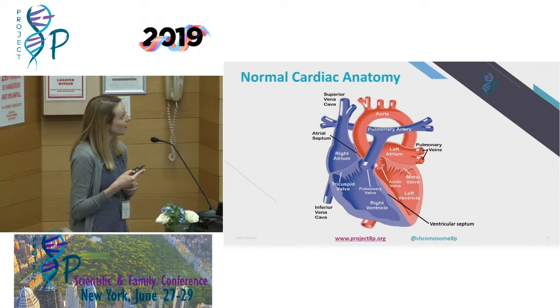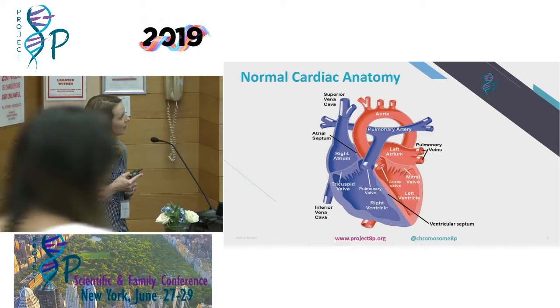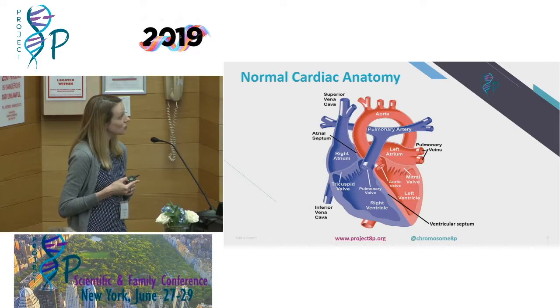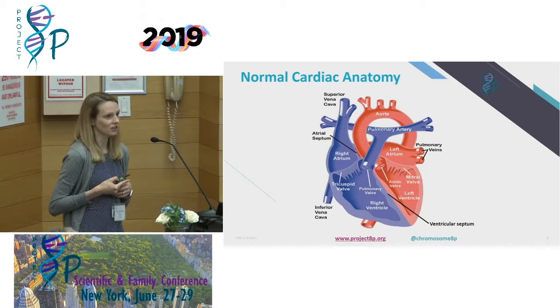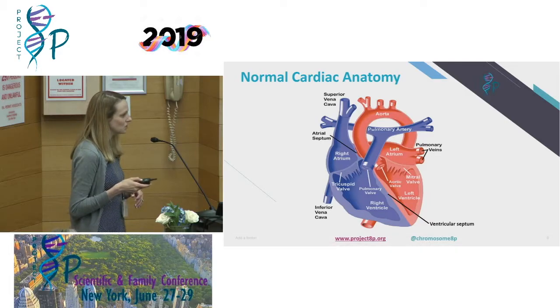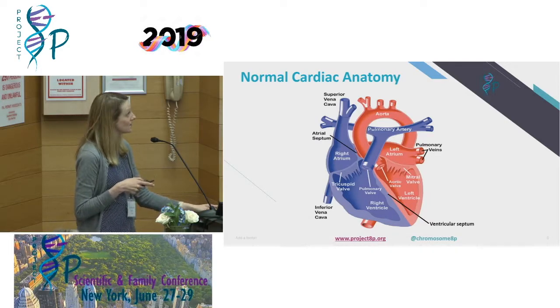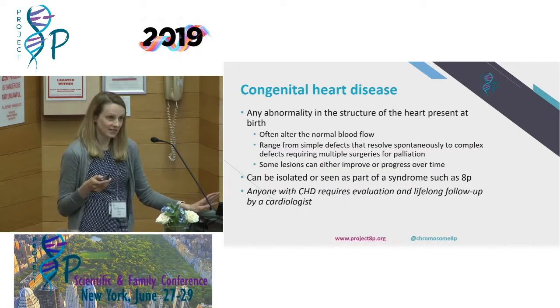And the other thing to point out is that there are walls that divide the right atrium and the left atrium, so that's called the atrial septum. And then there's another wall that divides the right ventricle and the left ventricle, and that's called the ventricular septum. And these are going to be important as we talk about some of the common types of congenital heart disease. So what is congenital heart disease?